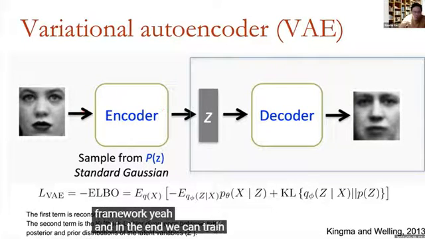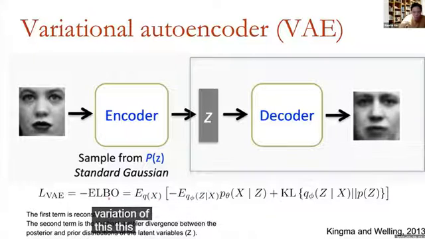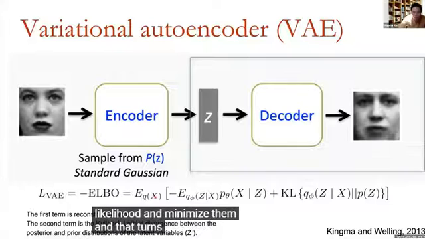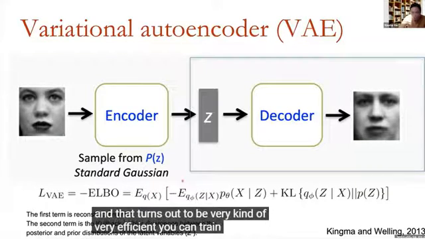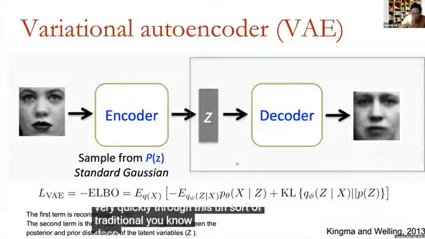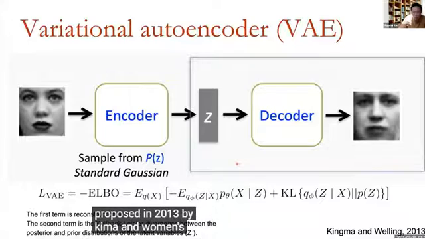And in the end, we can train them simply by minimizing this variational form of the negative log likelihood. And that turns out to be very efficient. You can train them very quickly through this traditional deep learning training framework. It was proposed in 2013 by Kingma and Welling.